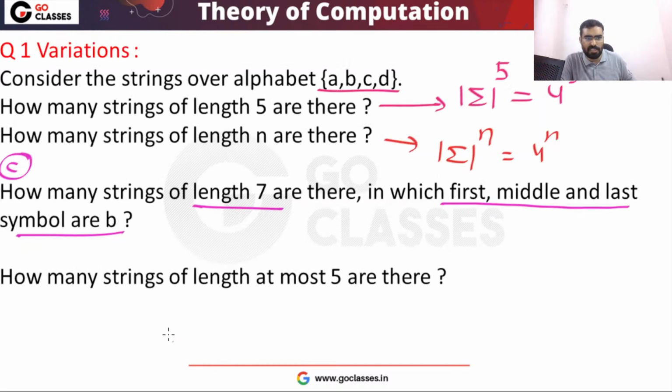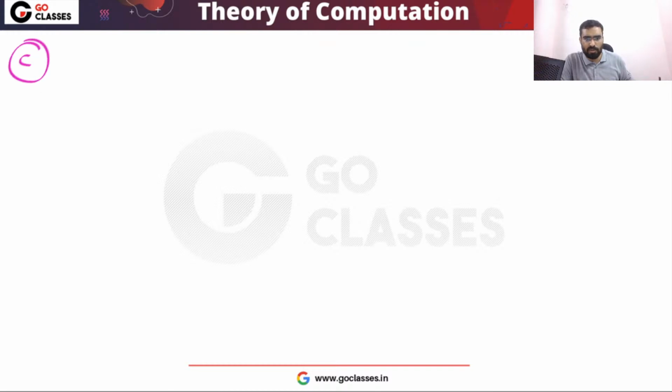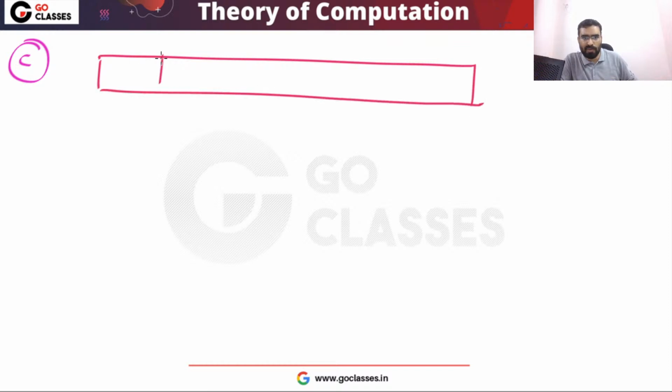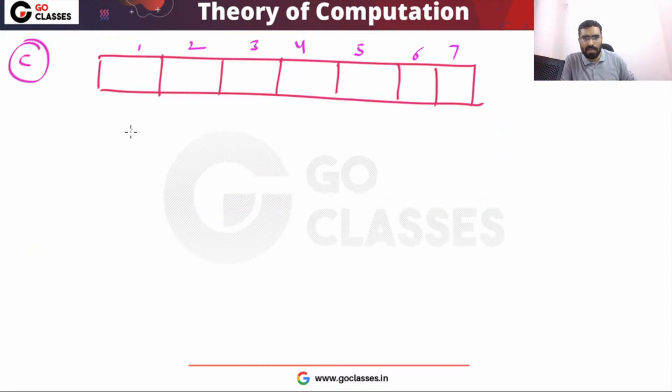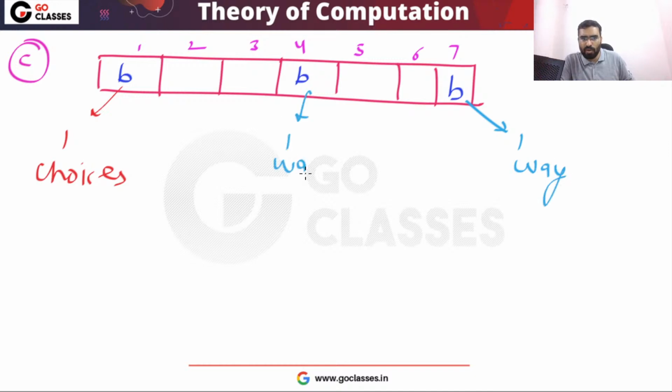Let's call it question number C. We want total length 7: 1, 2, 3, 4, 5, 6, 7. The question says that the first, middle and last symbol are B, which means there is no choice here. This is already B, and the middle position is also B, so there is only one choice here, because it must be B, and here also one way because it must be B.